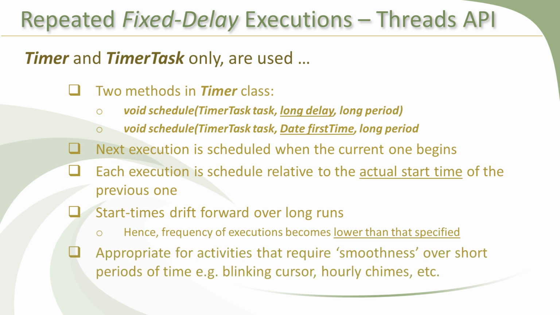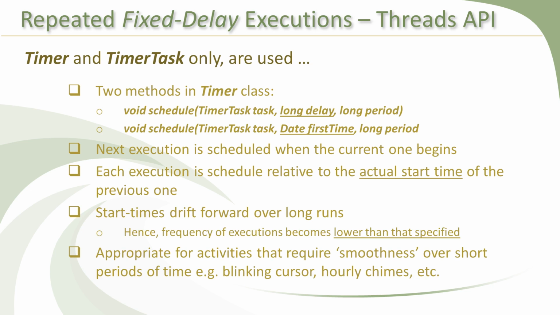Now, fixed delay execution is appropriate for recurring activities that require smoothness. An activity appears to be smooth to a human eye if its frequency stays relatively constant in small runs. So, this scheduling is appropriate for activities like blinking a cursor at regular intervals and automatically repeating a character as long as a key is held down. Let's write some code now.